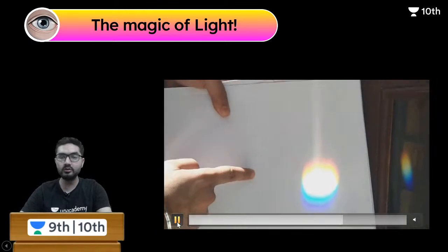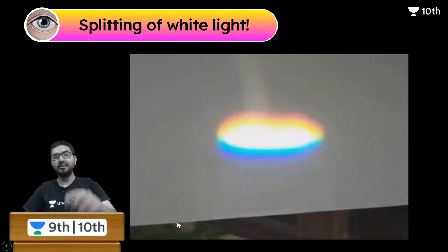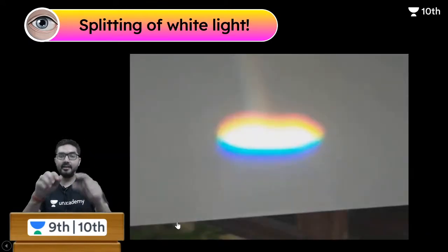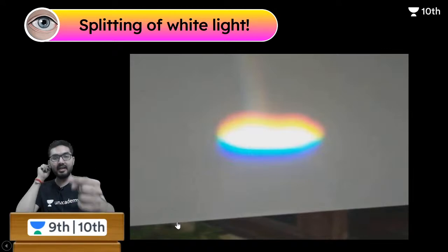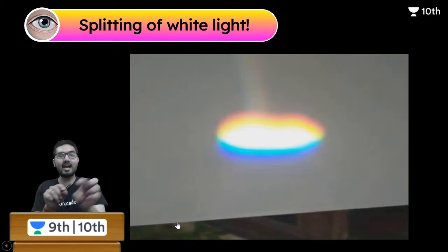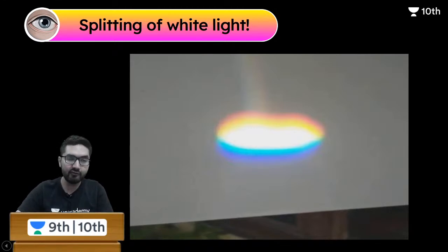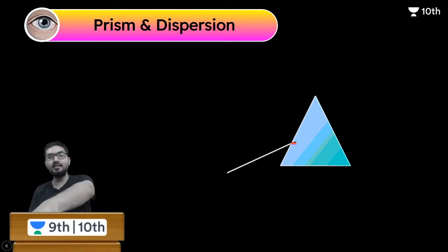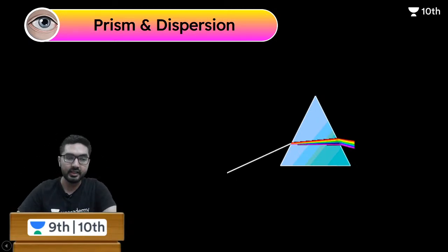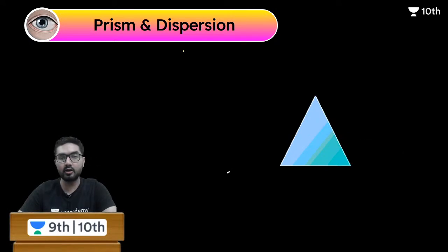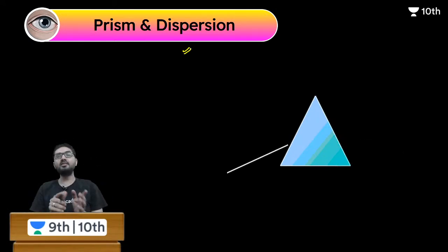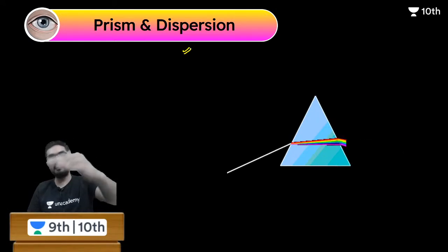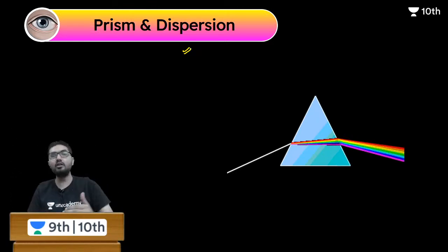It is splitting into different colors like that. Here you can see it is splitting into red, yellow, green, violet and blue, and these sorts of colors. So guys, this phenomenon of splitting of white light into a series of 7 colors is what is called dispersion. So dispersion is a phenomenon where the white light splits into VIBGYOR, a series of 7 colors.